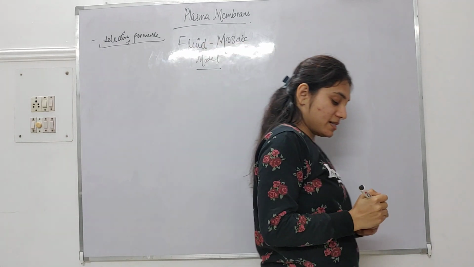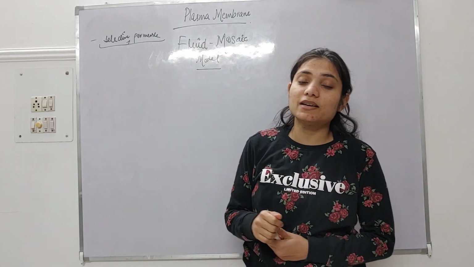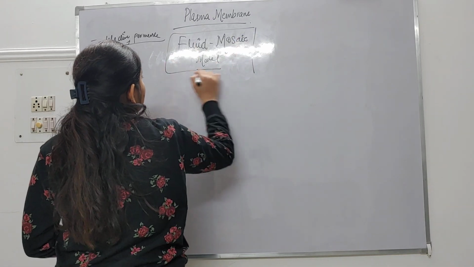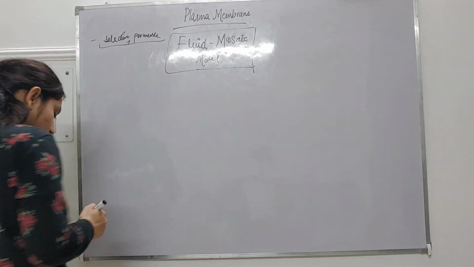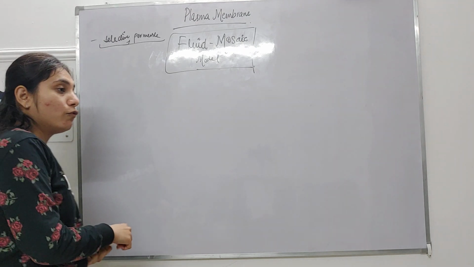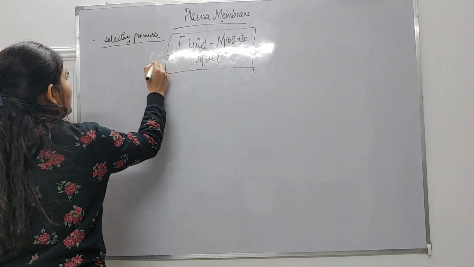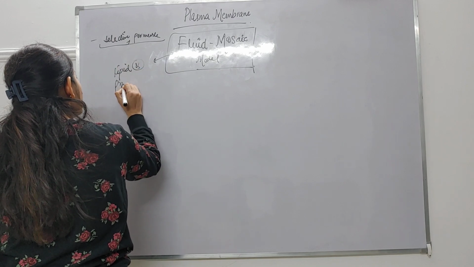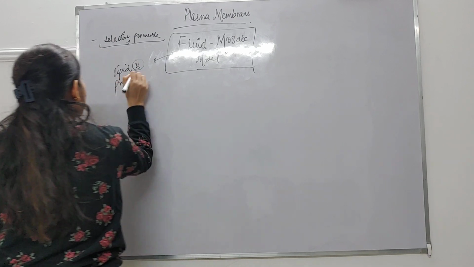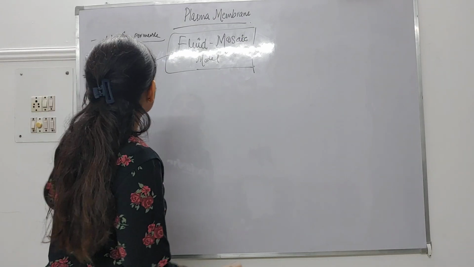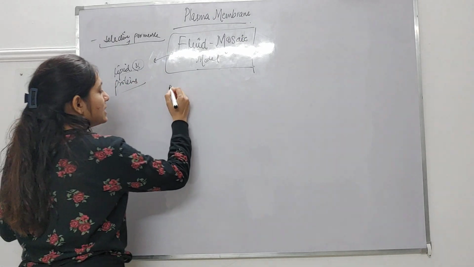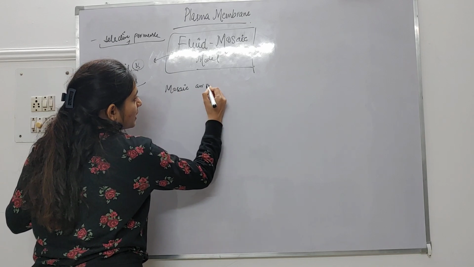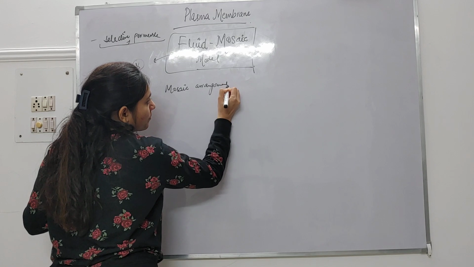It was given by Singer and Nicolson in 1972. In this model, they say that plasma membrane is made up of lipids and proteins, in which lipids and proteins are arranged in a mosaic arrangement.